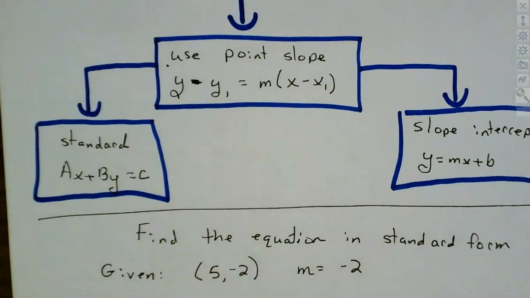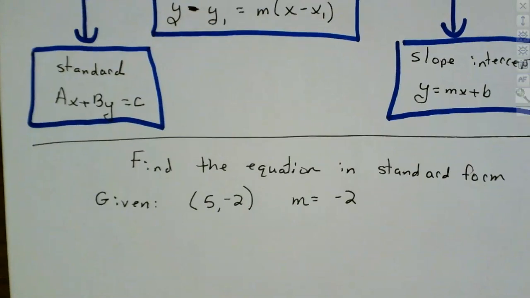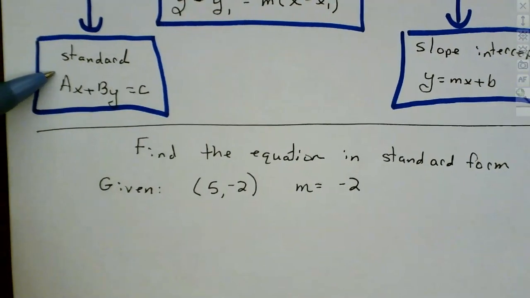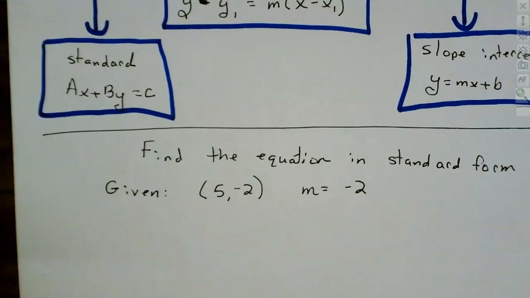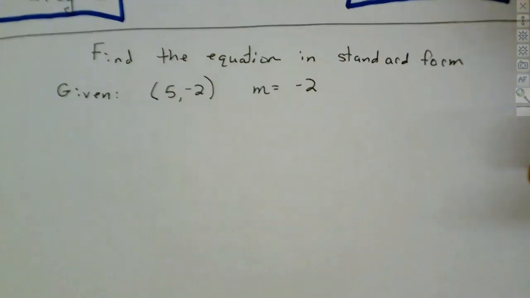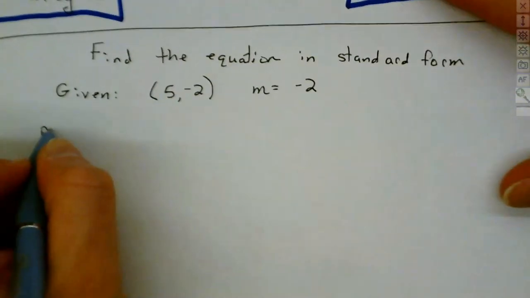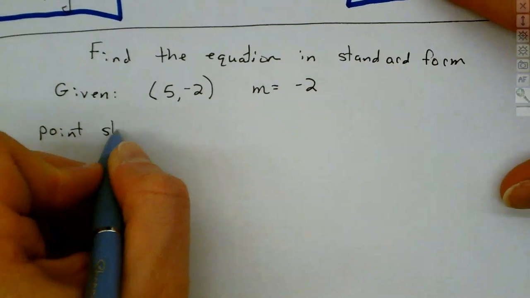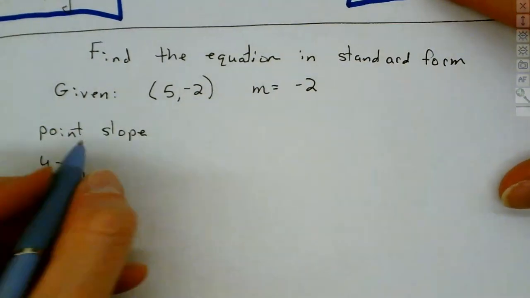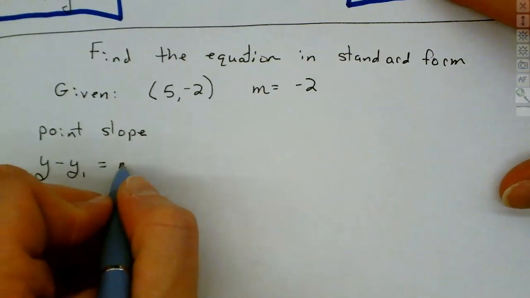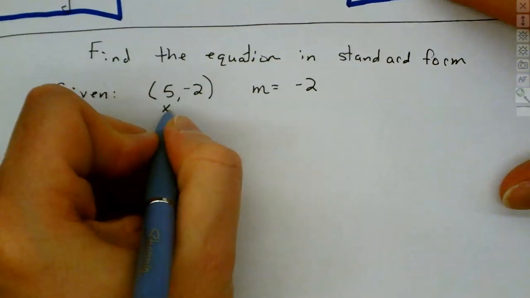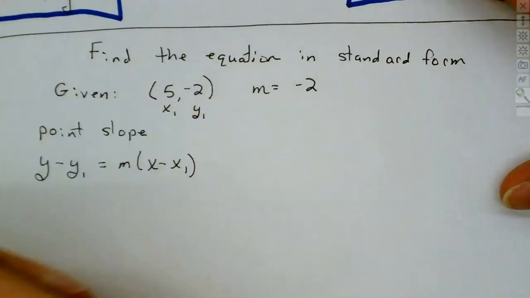So what I always do is I rewrite my formula. Now, what does it need to look like at the end? It needs to look like this. So let's write up our formula. The formula that we're going to be using is our point slope formula. And that is y minus y1 equals m times x minus x1. And this is your x1, and this is your y1.